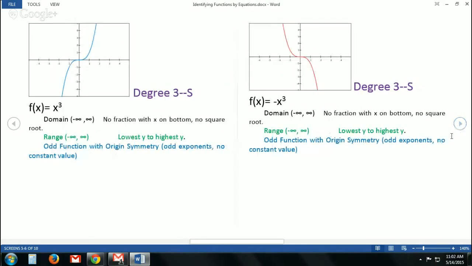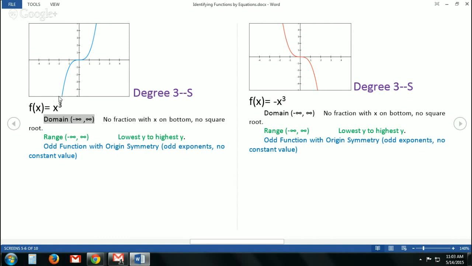Here, these pictures have a degree of 3. When you have a degree of 3, the shape that you're going to get will be something that looks like an S. Here, with a positive x cubed, it's down on the left, it's up on the right. When you look at that equation, is there a fraction or a square root? There's not. So our domain is from negative infinity to positive infinity.